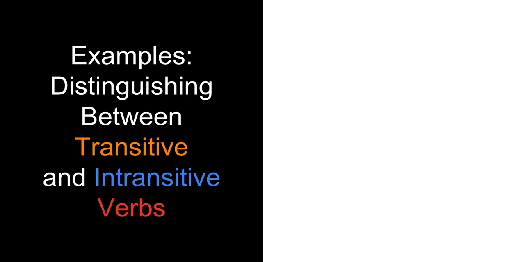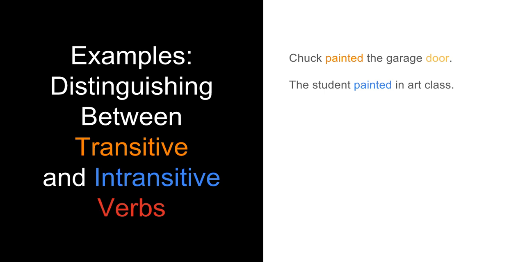Let's try and tell the difference between some transitive and intransitive verbs. Chuck painted the garage door. And the student painted in art class. Both verbs are action verbs. Painted, something that you can do, but only one of them is transitive. The first sentence, Chuck painted what? The door. Therefore, door is a noun. Painted is transitive. The student painted in art class. Painted what? We don't have a noun to answer that. This verb is intransitive.